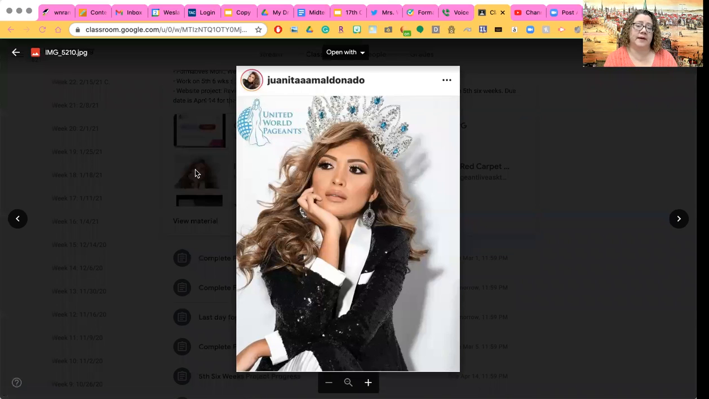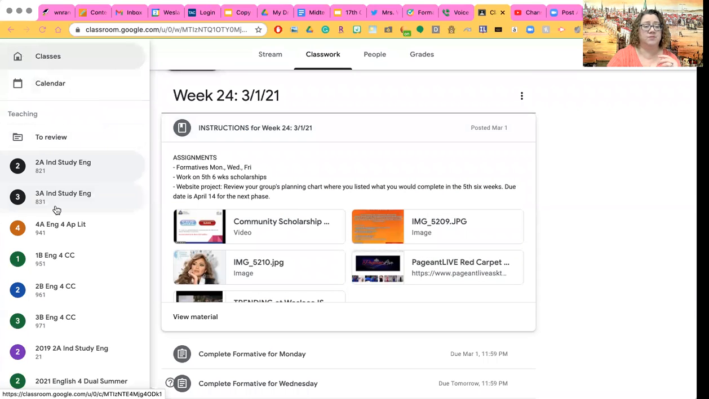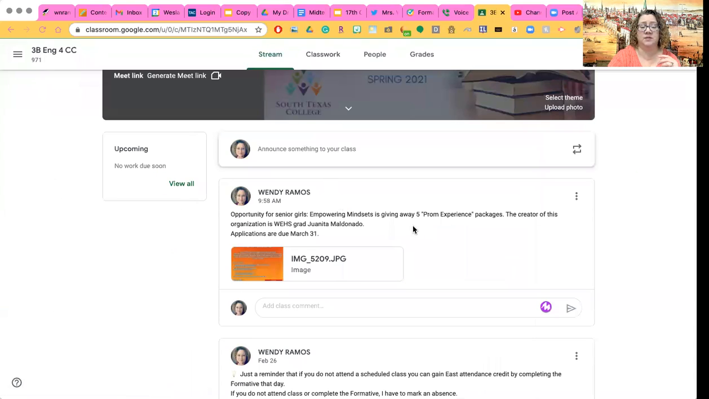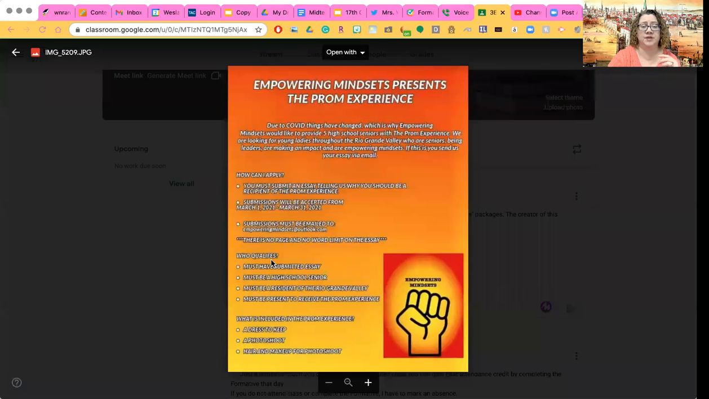The reason I mention that is because the prom experience is that they're going to give 5 young ladies from the Valley a makeover, like hair, makeup, a photo shoot, and a dress that they get to keep. They realize that with COVID, not everybody is going to have the ability to have a prom the way that we normally would. So she is having a bit of a contest, and you can click here for the details.